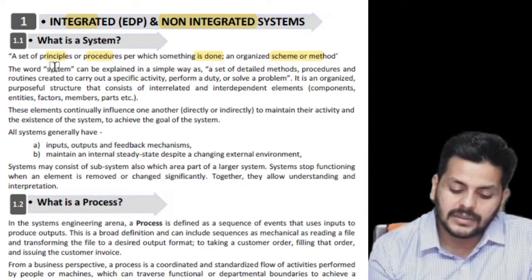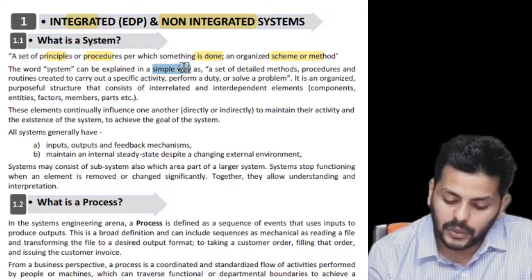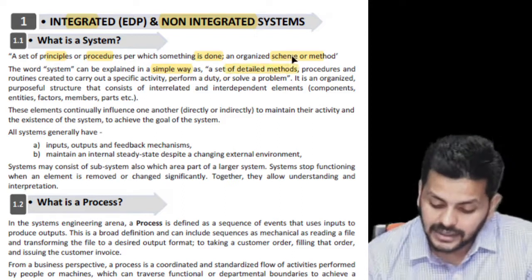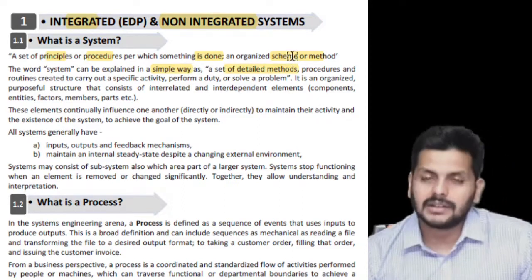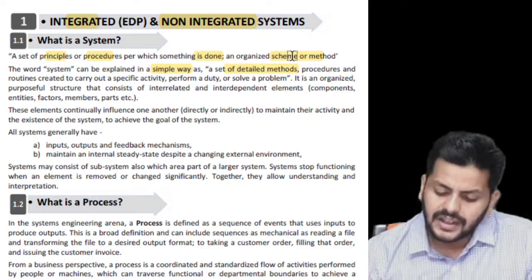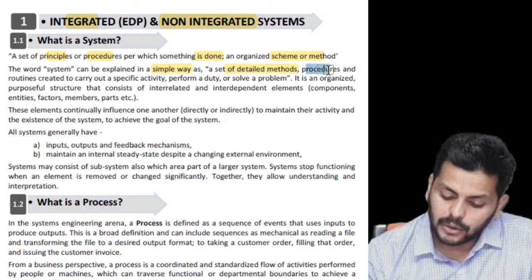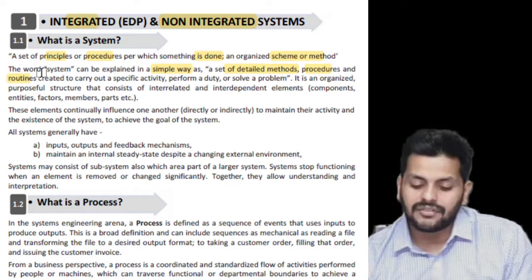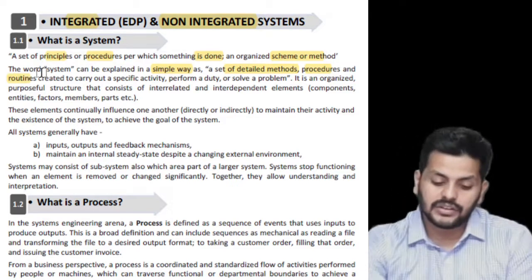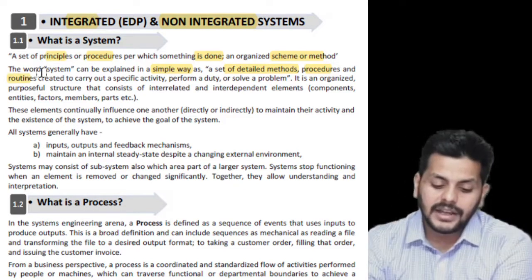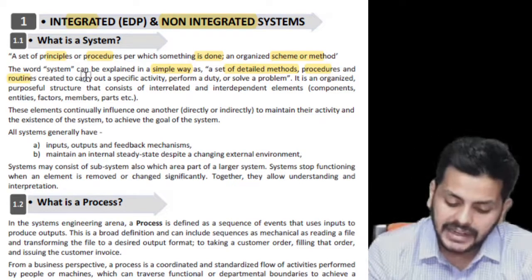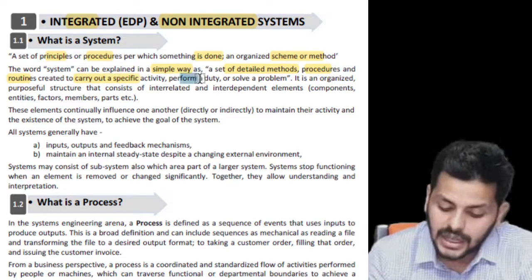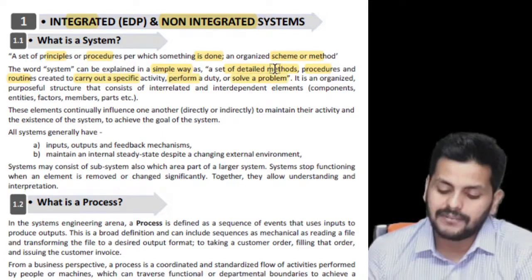The word system can be explained in a simple way. Okay, what is the simple way? It is nothing but a set of detailed methods, procedures, and routines created to carry out a specific activity, perform a duty, or solve a problem.